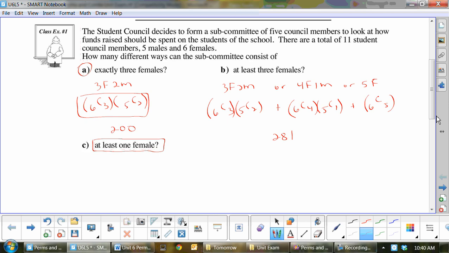Now at least one female, you have two options to be able to do this one. And again, something you want to put down on a study sheet. Because if I use every position for females, so I am using 1, 2, 3, 4, or 5, right? That's how many I can have. I can have 1 female, 4 males, or 2 females, 3 males, or all of this, right? 3 females, 4 females, 5 females.